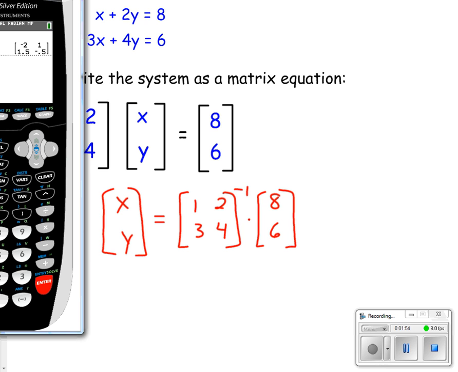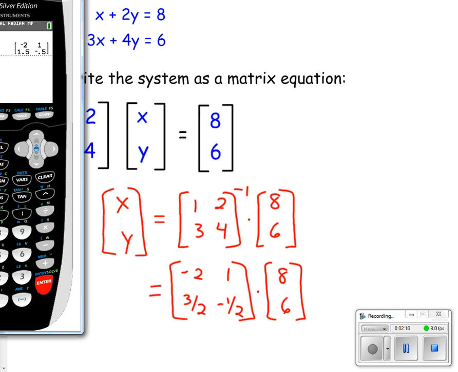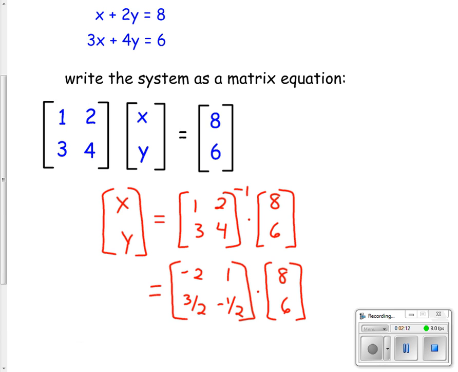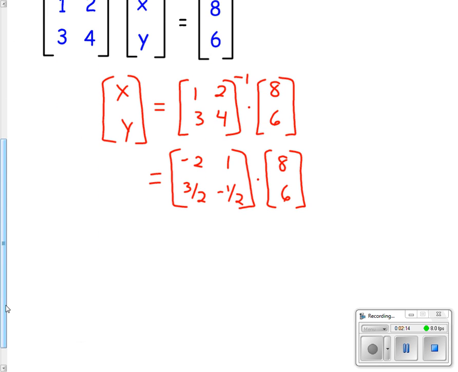And it winds up being -2, 1, 3/2, -1/2. Now I'm going to multiply that by matrix 8, 6. And that should give me the values for x and y.